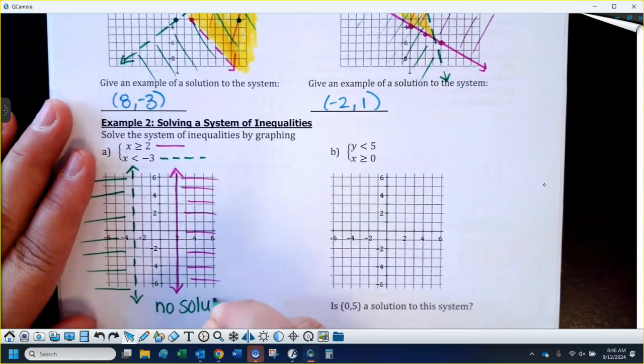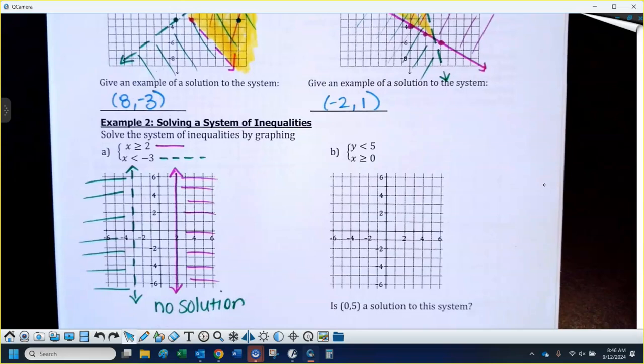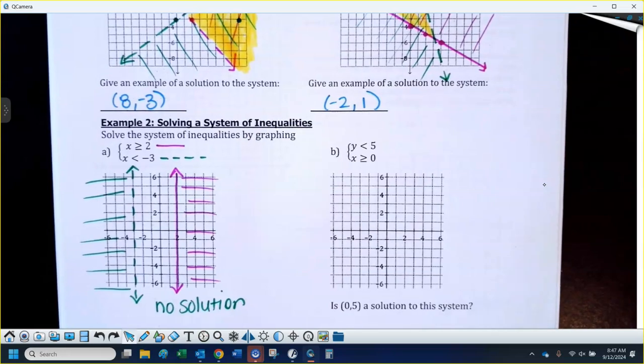There is no way you can have an x-coordinate bigger than 2 and an x-coordinate less than -3 at the same time. You might be able to read the system and just know that without graphing it, but just to say that there's no possible way that my x-coordinate can be 2 or bigger and smaller than -3 at the same time. So the shading does not overlap. If that happens, you don't have a solution.